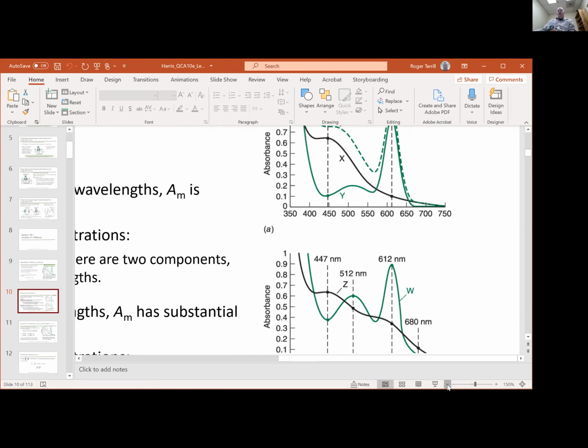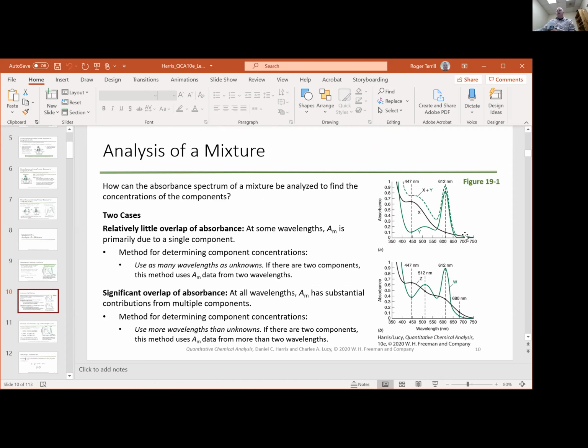Okay. So at this wavelength out here, there's relatively little absorption due to a single component, like only X. Only X absorbs out here. So you can measure X directly with a single absorption measurement at 700 nanometers. Does that make sense, Casey? Yes. Good.